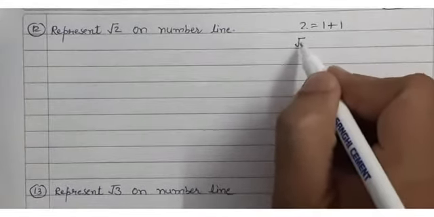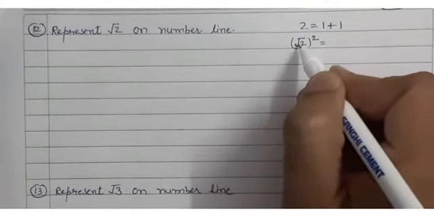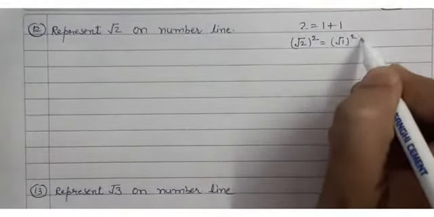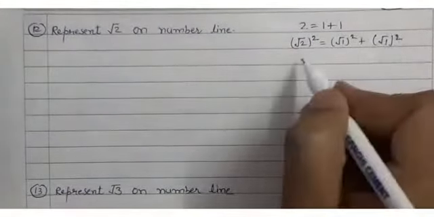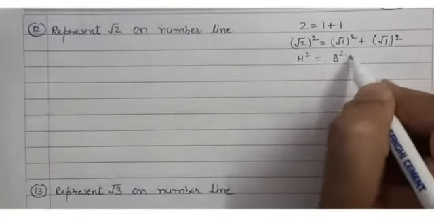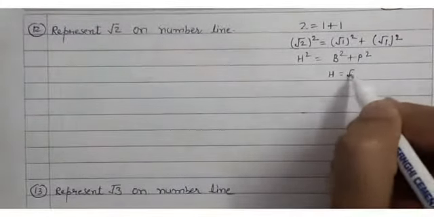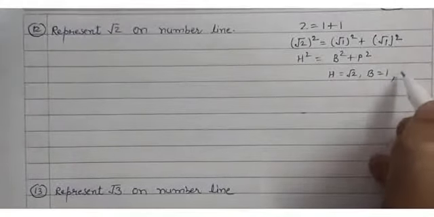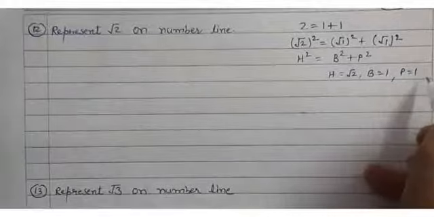Carefully you see, under root 2 square. I am taking square root and square. Okay, this is looking like h square is equal to b square plus p square. By this, what is h? H is root 2. What is b? B is 1. And what is p? P is 1. All are in any units.